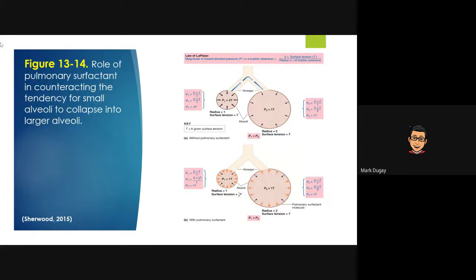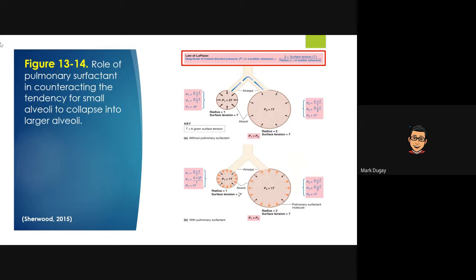This figure presents the role of pulmonary surfactant in counteracting the tendency for small alveoli to collapse into larger alveoli. According to the law of Laplace, the magnitude of the inward directed collapsing pressure is directly proportional to the surface tension and inversely proportional to the radius of the bubble.